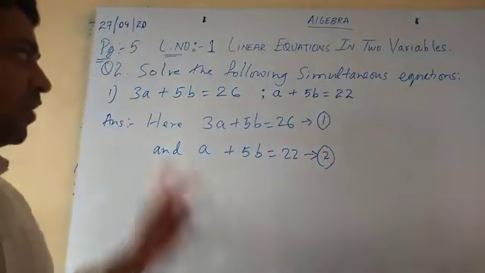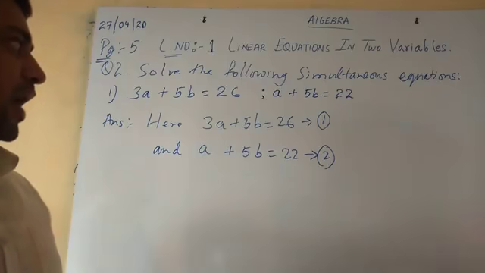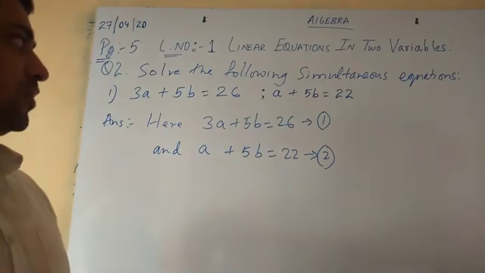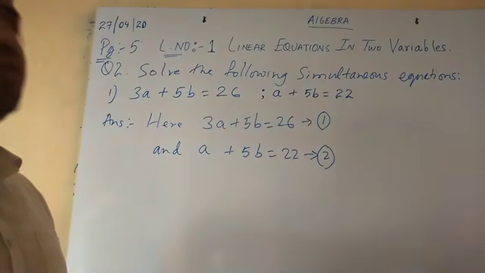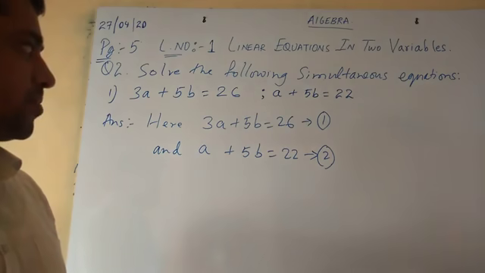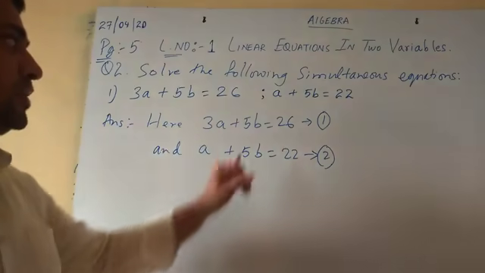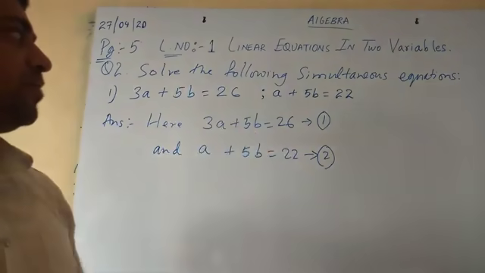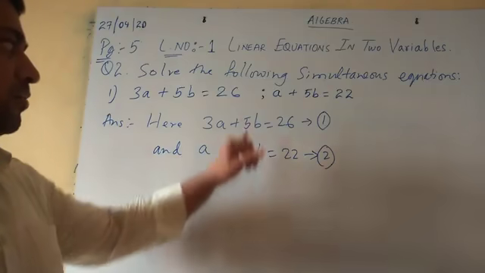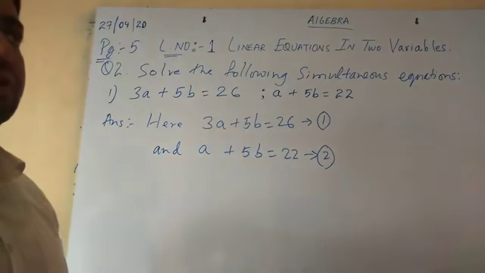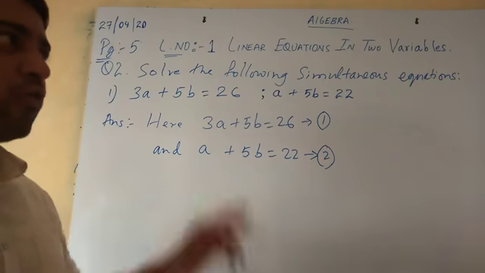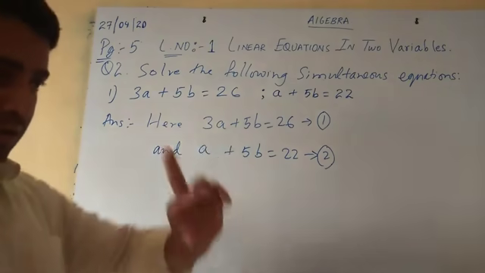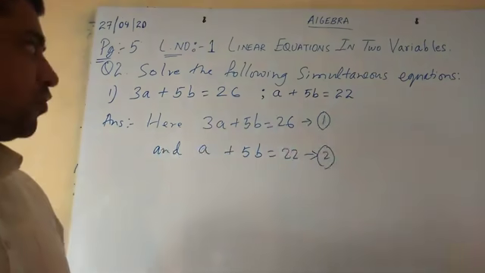Here we have two variables a and b. Either one of these variables will have to be eliminated, either a or b. Now here looking at the equations, it will be easier to eliminate variable b. Why? Because both have the same coefficient. That means to eliminate, the coefficient should also be equal. Sign will be different, but the coefficient should be equal.